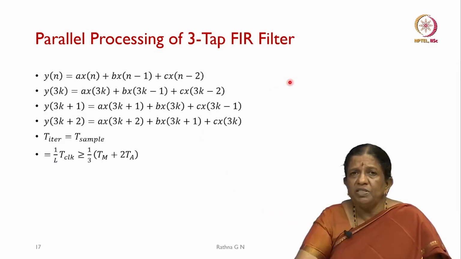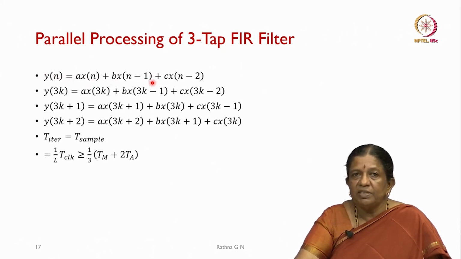Then what happens to my input and output representation? The original is y of n equals a into x of n plus b into x of n minus 1 plus c into x of n minus 2. When I pass this through 3 parallel sections, my outputs are y of 3k, 3k plus 1 and 3k plus 2. So, I replace n with 3k: a into x of 3k plus b into x of 3k minus 1 plus c into x of 3k minus 2.